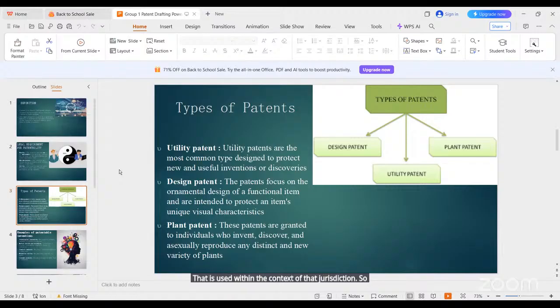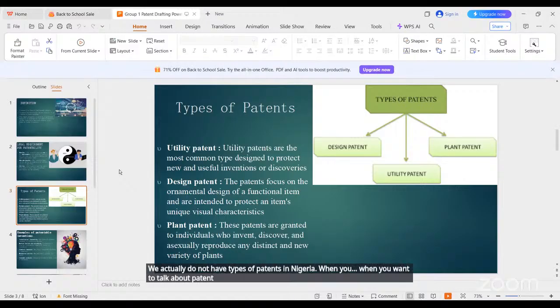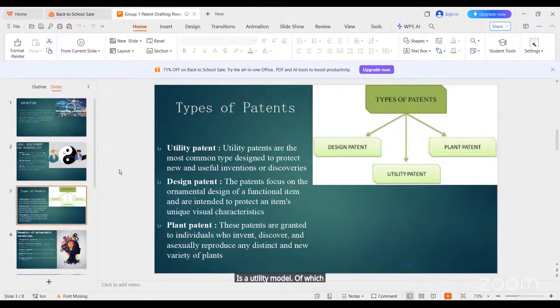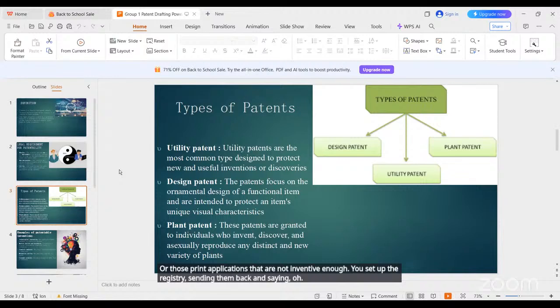So if you go online now, you are not likely to see, when it comes to types of patent, we actually do not have types of patent in Nigeria. When you want to talk about patent, the only thing you will see closely to patent is a utility model, of which utility model is more like a smaller patent, such that those patent applications that are not inventive enough, instead of the registry sending them back and saying, oh, your invention is not patentable, they try and box them under utility model.